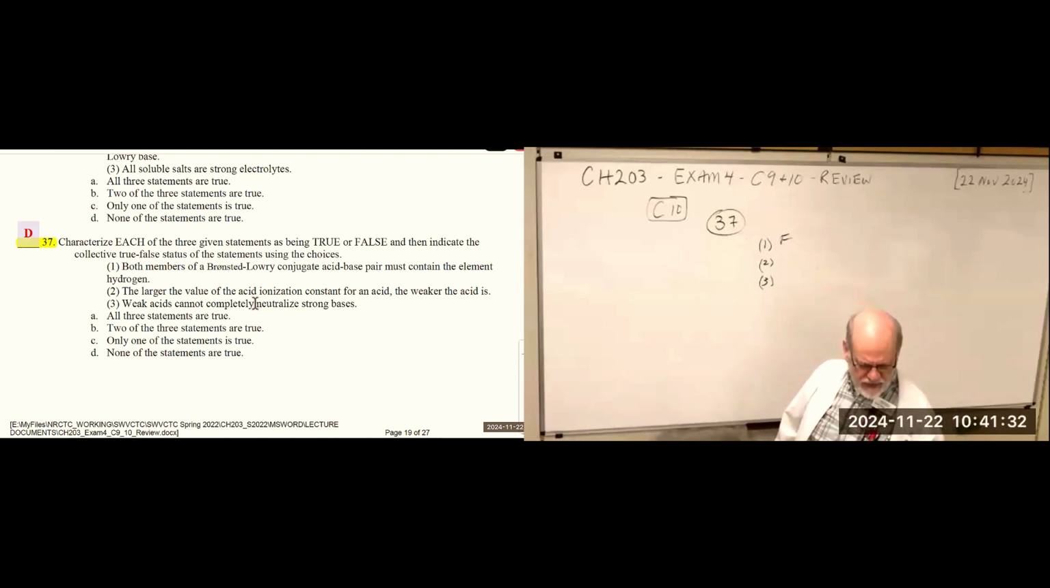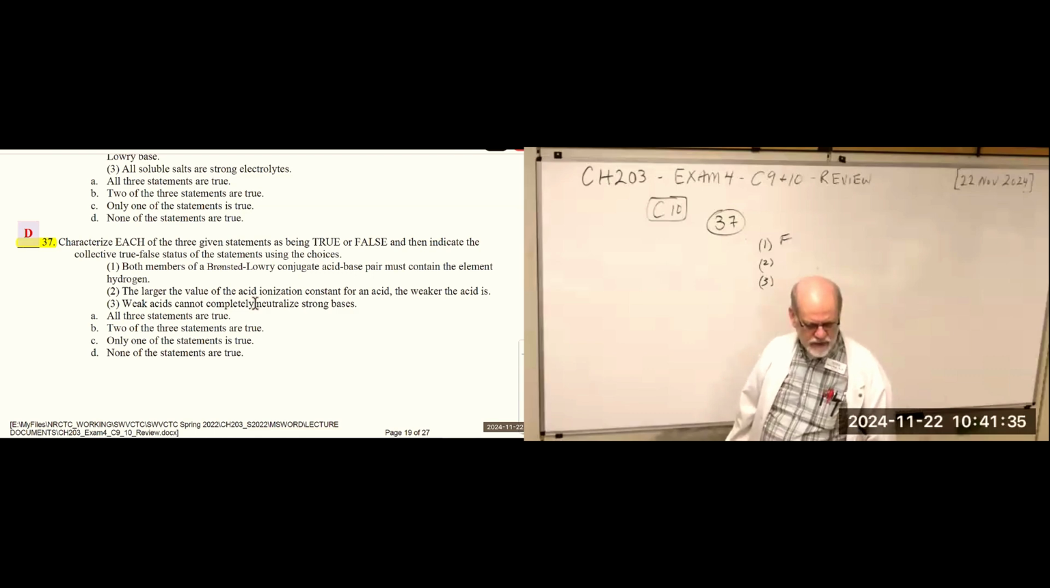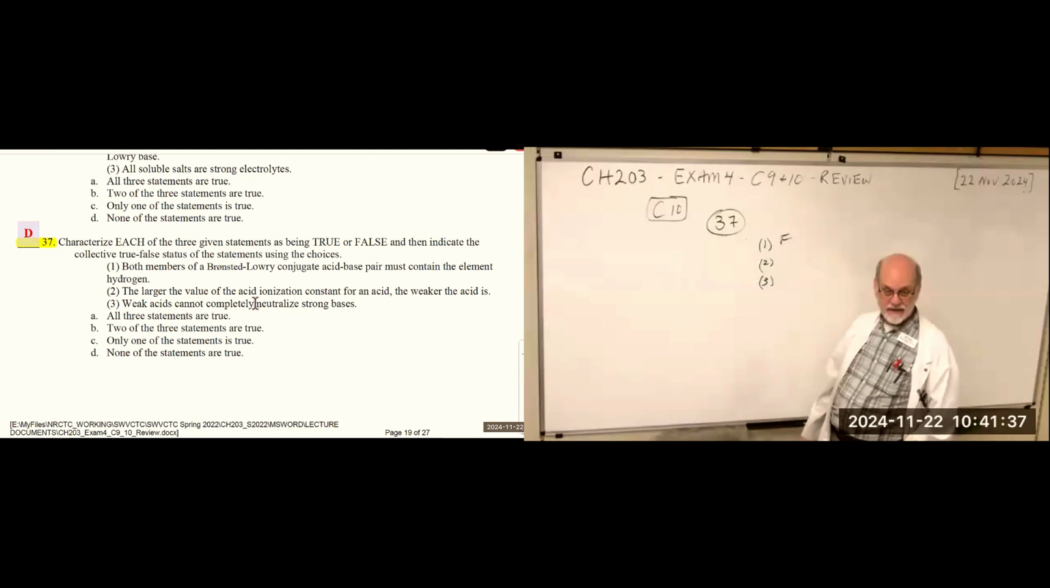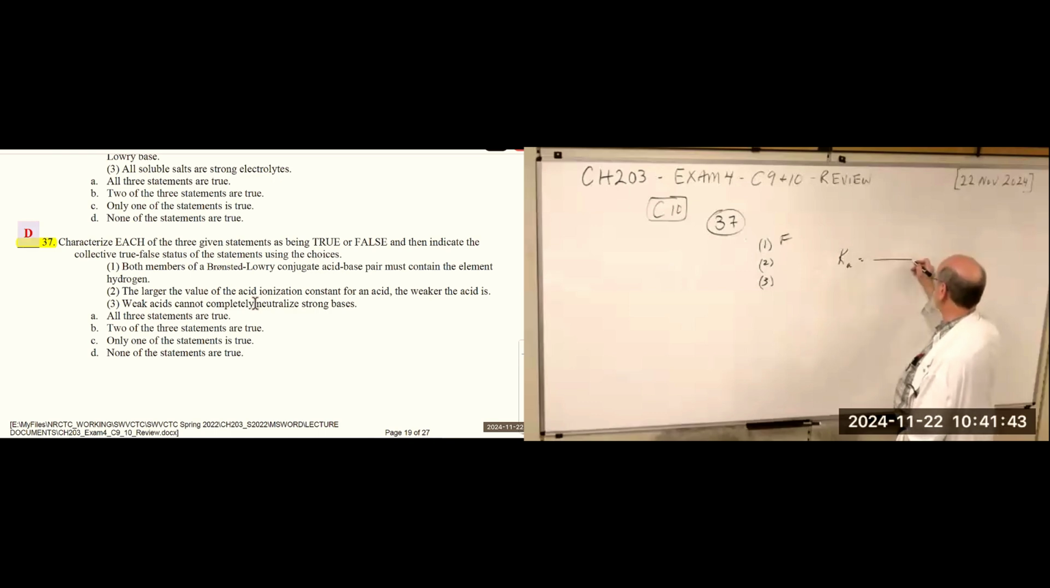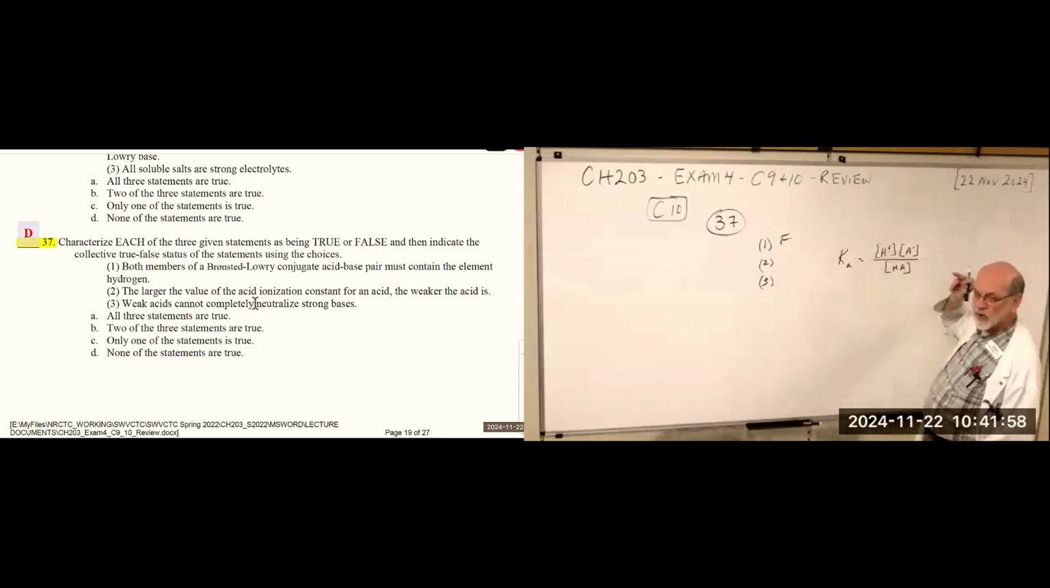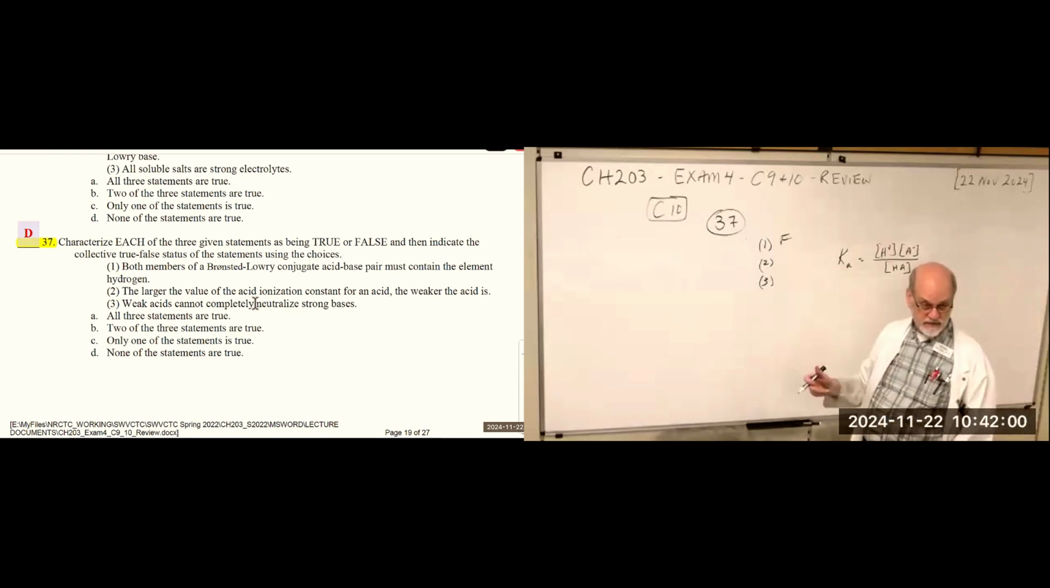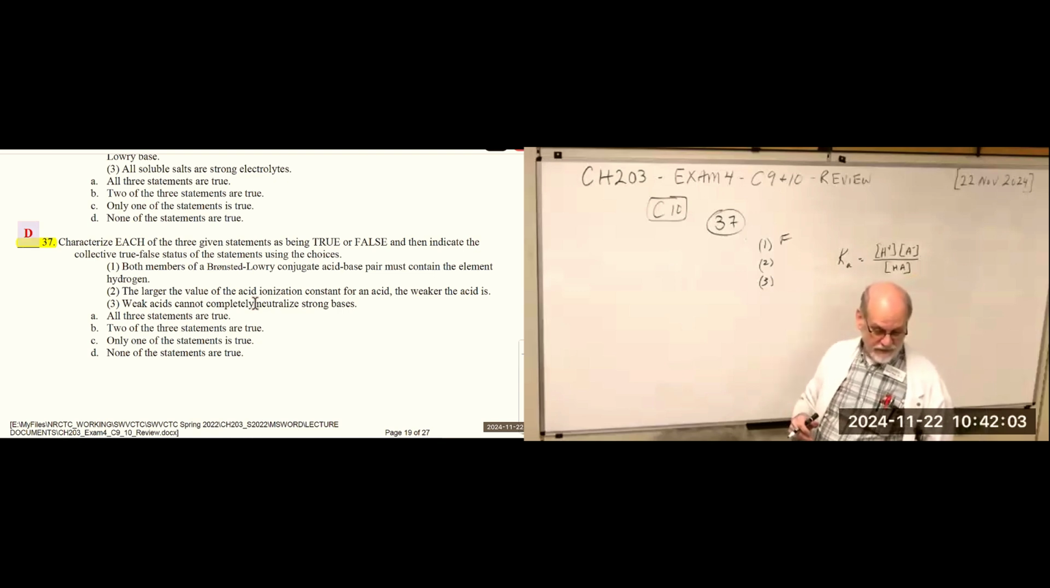2, the larger the value of the acid ionization constant for an acid, the weaker the acid. That's just the opposite. The acid ionization constant is, let's see, H plus, A minus, and HA. So the larger the value, the more hydrogen ions you have. That gives you the more acidic solution. So it should be the other way around. Or the larger the value, the stronger the acid. So this one's false. How about 3?